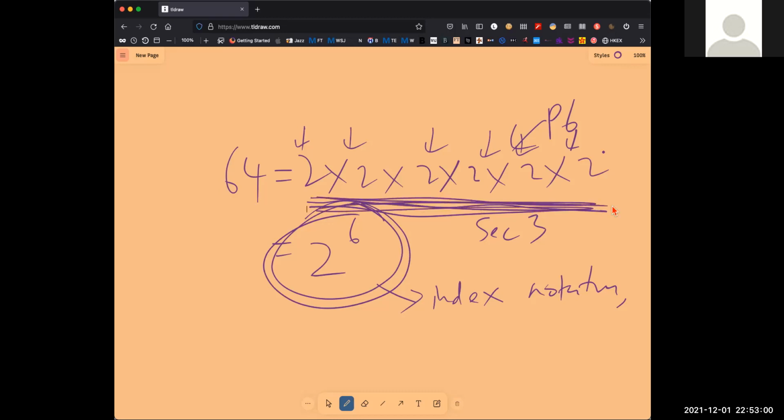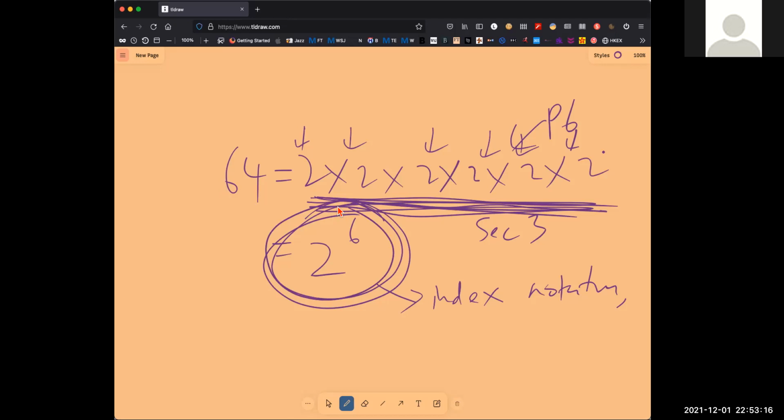Sometimes if you write in this format, you will miss out one of them, and it's very hard to read, like 2 times 2 times 2. You see? But this is so neat: 2 to the power 6.